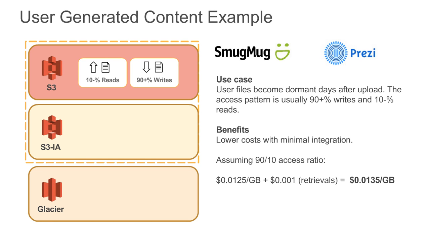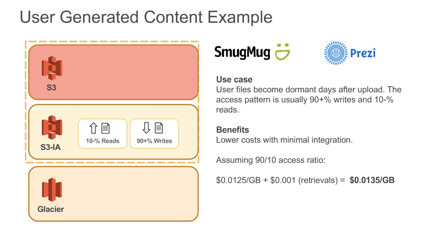So let's go through a couple of use cases. Here with, say, SmugMug or Prezi, data that is ingested into these services typically becomes very dormant soon after it was uploaded. So the access pattern is usually 90% writes, 10% reads. This is a great example of where initially you want to put that data into Amazon S3, but then as time goes on, you want to lower your cost. You want to move that data over to Amazon S3 Standard Infrequent Access so that you can lower your cost, but you still have immediate access to that data.